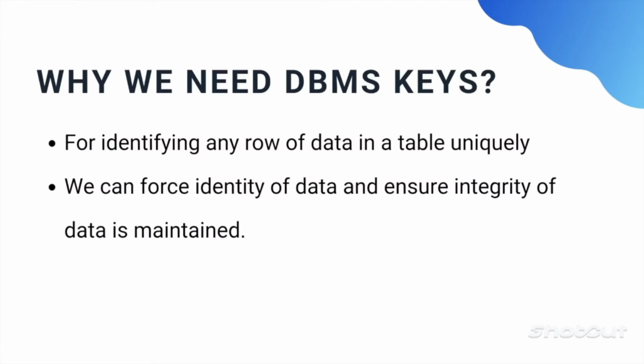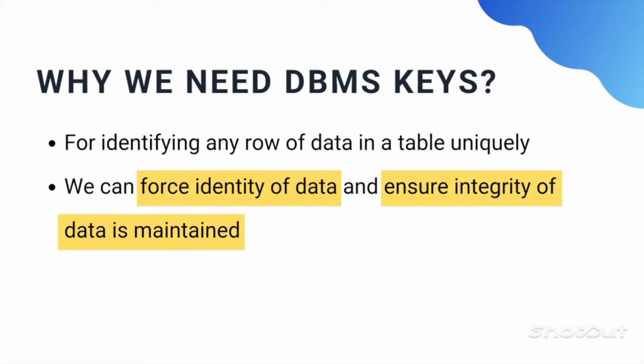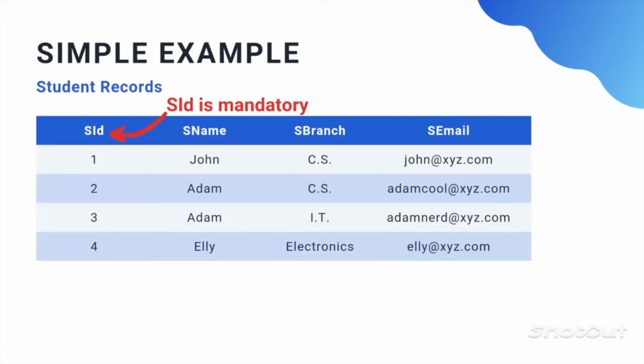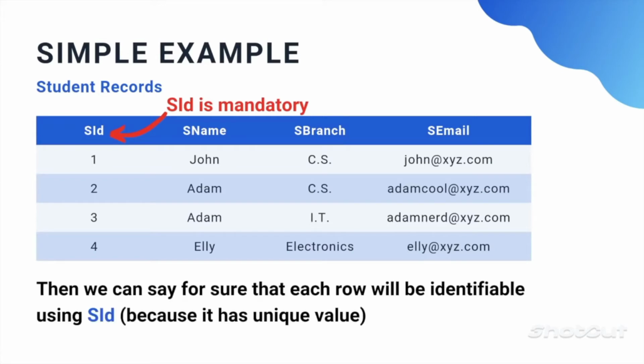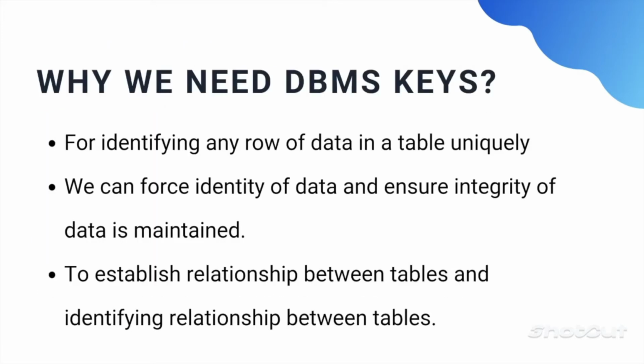data. Another big reason, which is kind of an extension of the first reason, is we can force identity of data and ensure integrity of data is maintained using DBMS keys. By making an attribute a key and making it mandatory, we can enforce that anything inserted in the table is identifiable, hence ensuring data integrity too. And last but not the least, we can establish a relationship between tables using keys.